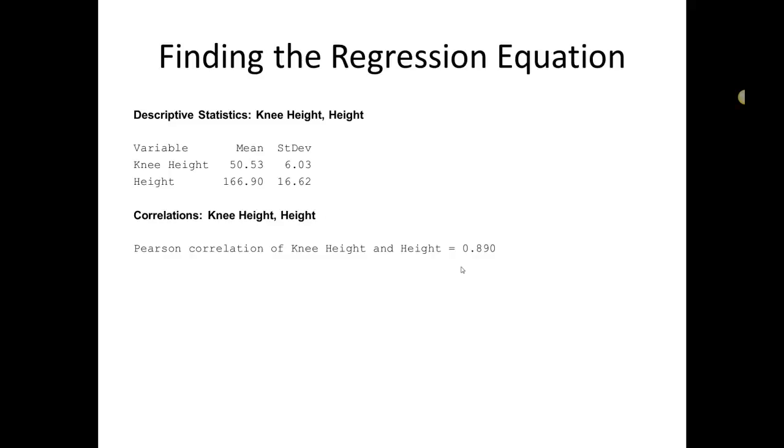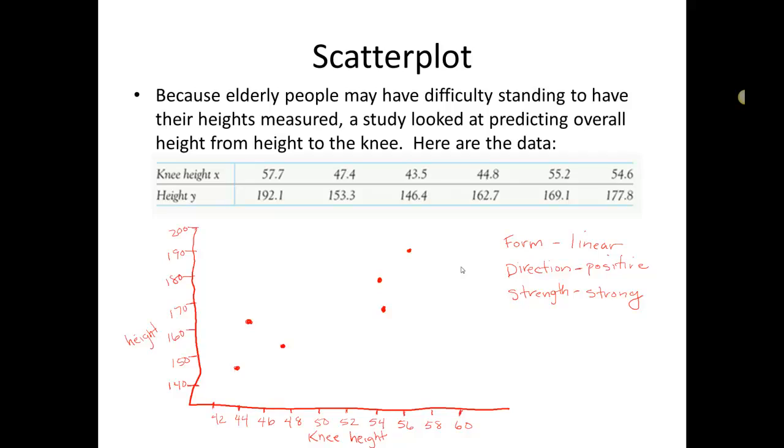All right, when we finished the last video, we were here. We just constructed our scatter plot and decided that we had a linear, positive, and strong relationship between knee height and the overall height of a person. So the next step in our data analysis is to calculate numerical summary.